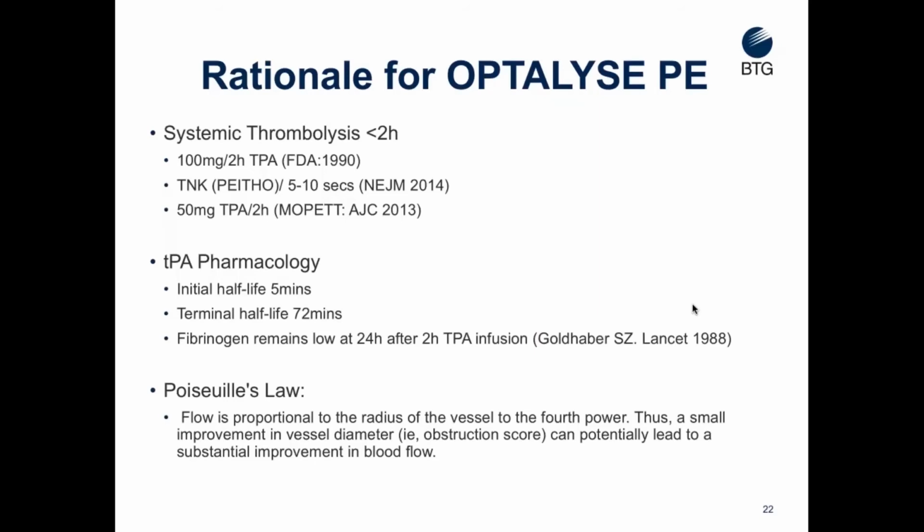Now, the physics of fluid dynamics, as demonstrated by Poiseuille's law, shows that flow is proportional to the radius of the vessel to the 4th power. So what does this mean? It means that a small improvement in vessel diameter can potentially lead to a substantial improvement in blood flow. So not all the clot needs to be removed, but if you remove enough, you can substantially improve blood flow within the pulmonary vasculature.